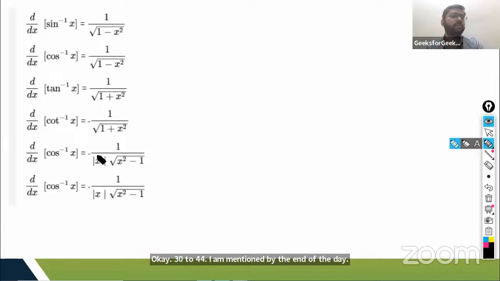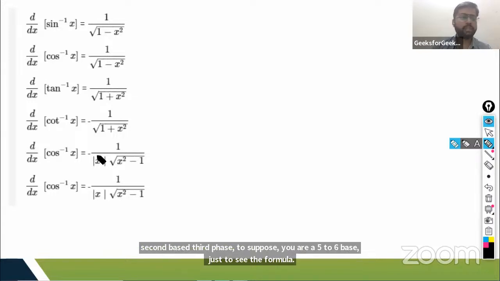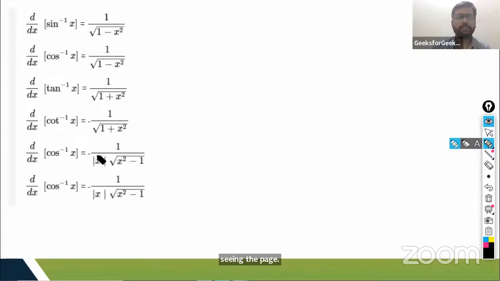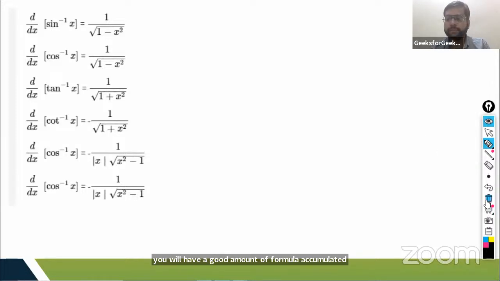So write these formulas in your copy. Every morning, once you have time and don't want to do anything that involves your mind, open the copy and just see the formulas. One page, second page, third page, until you have gone through 5 to 6 pages. I'm not saying to read the formulas, just see them like seeing a page, then turn the page. Then you will see that by the end of December, you will have a good amount of formulas accumulated. So remember these formulas too.